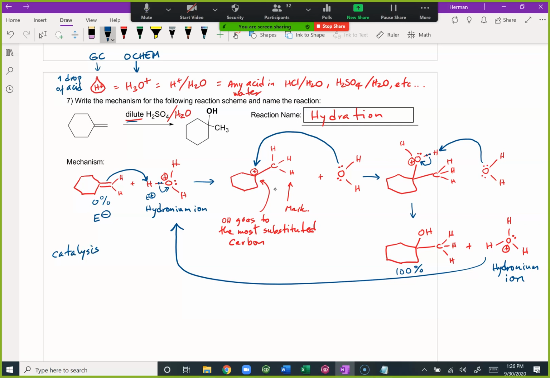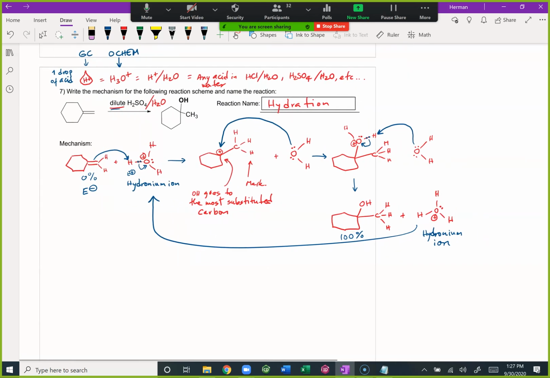where lysis means breakage, and kata, I believe, is like fast breakage, all right, or fast transformation. And so that's why this reaction is acid catalyzed. All right, any questions after this point?